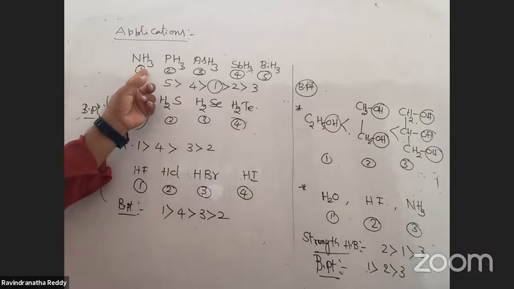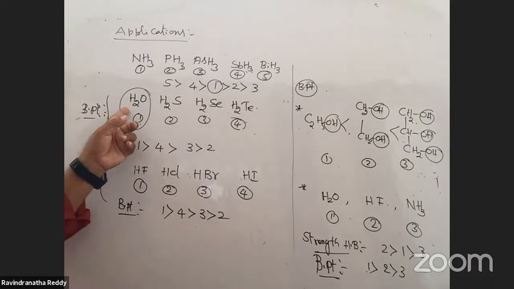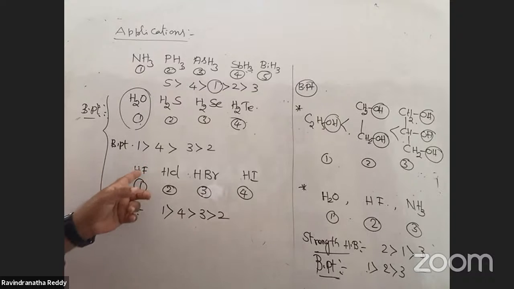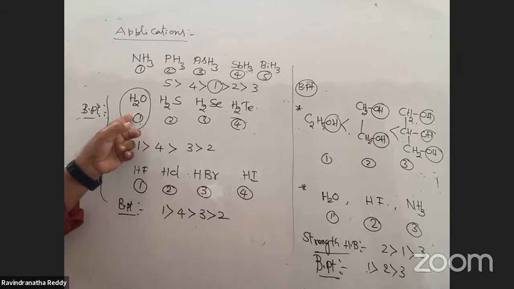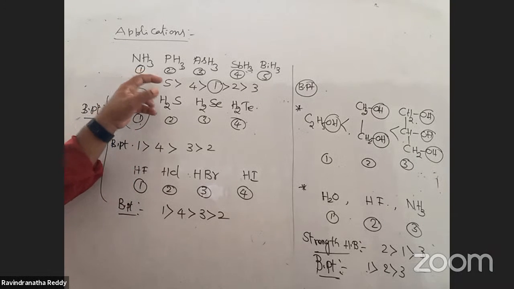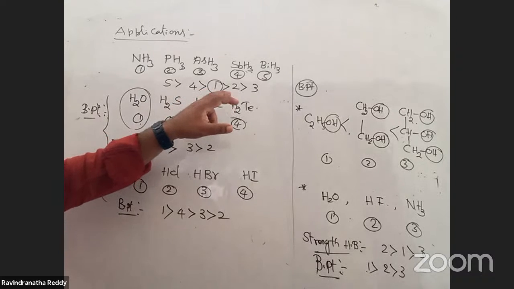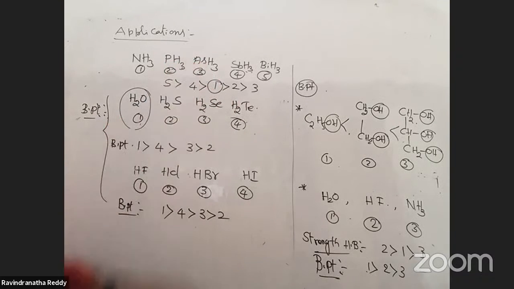This is 5th group hydrides. This one is 6th group hydrides. 7th group hydrides. So exceptionally here HF, here H2O. This one is ammonia, somewhat more when compared to PH3 and the others. That is the boiling point order.